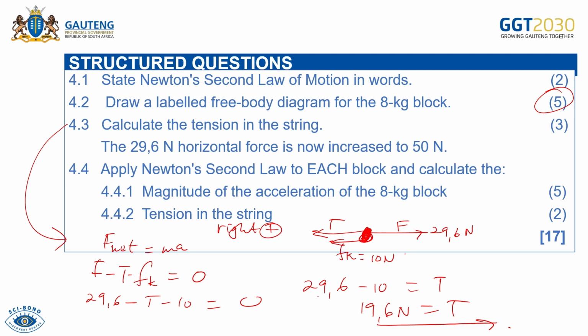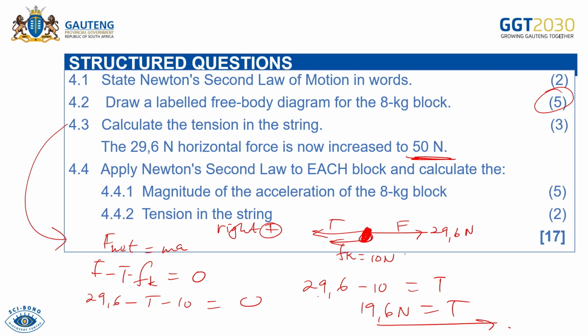Now they've increased the 29.6 to 50. That is why the object is now accelerating. At 29.6 newtons, it was moving at a constant velocity. Then that 29.6 was increased to 50 newtons, so the object is now accelerating. Then they want us to calculate the magnitude of that acceleration.